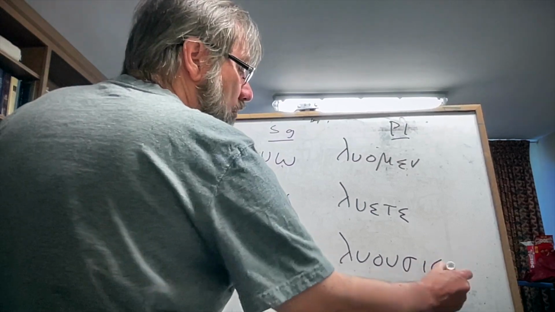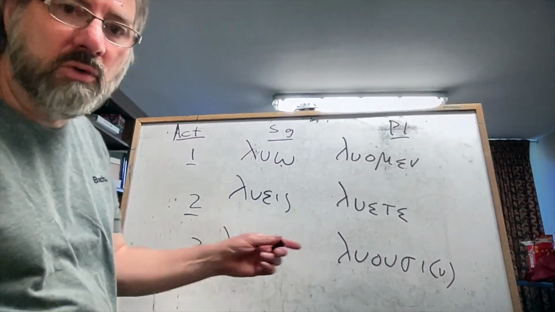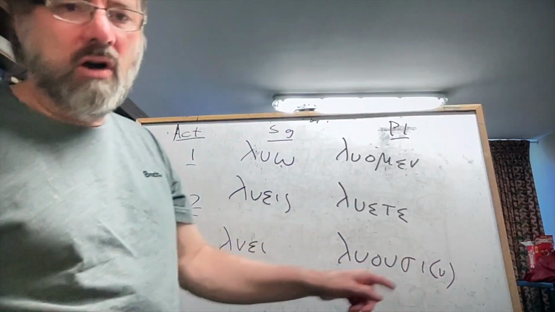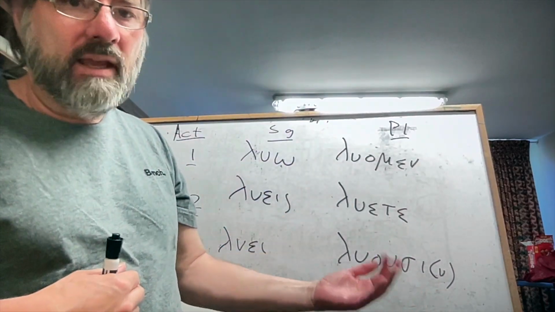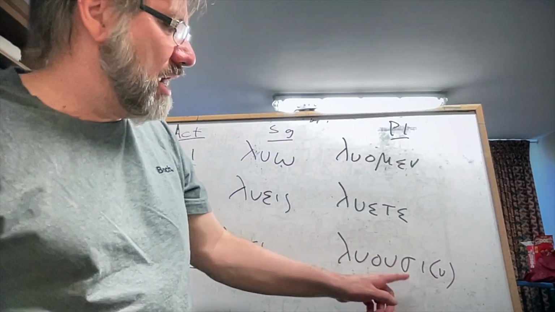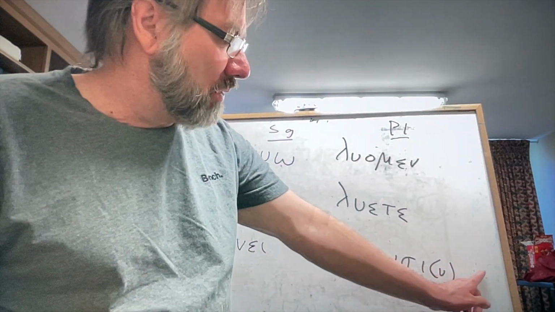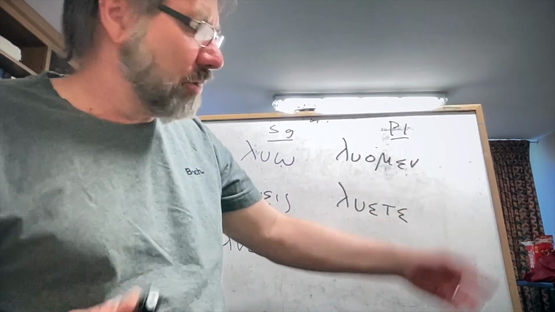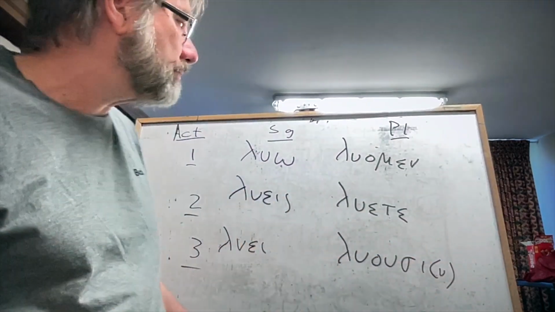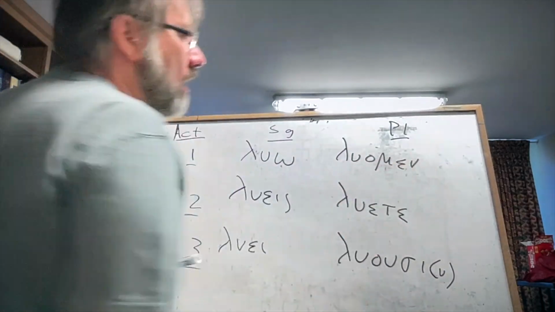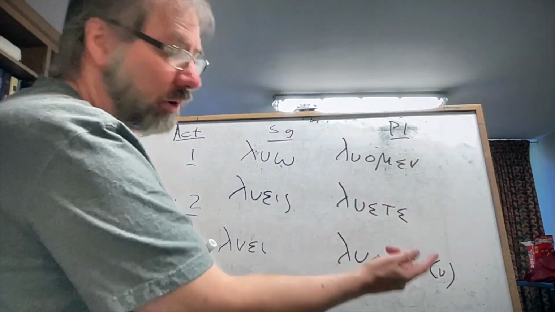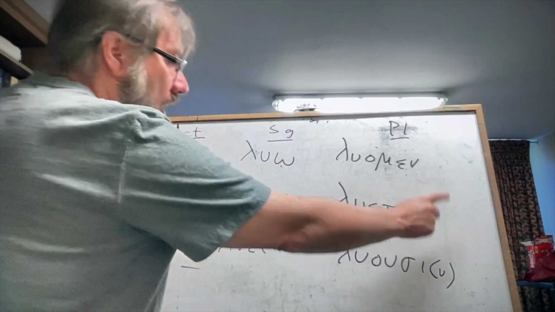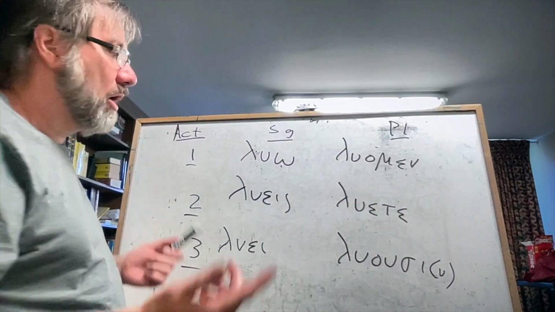And this has a movable nu, which means sometimes the nu can be there and sometimes it's not. Okay, this nu is added on to aid in pronunciation in a text. So let's say you have a vowel right after this. The tendency is for this nu to create a stop here so that you can catch a breath and move on to that vowel. So luomen, we are loosing. Luete, you plural are loosing. And finally, luousin, they are loosing.